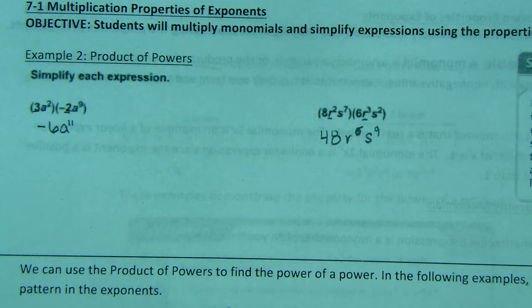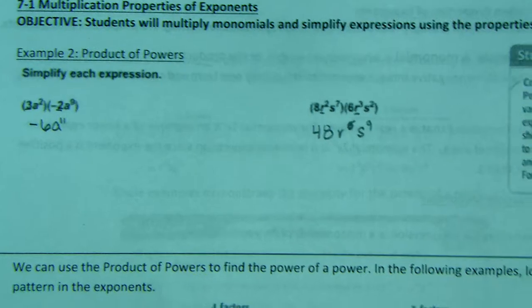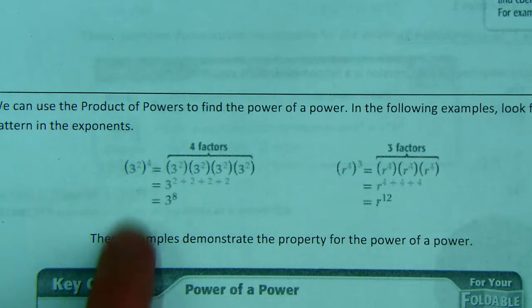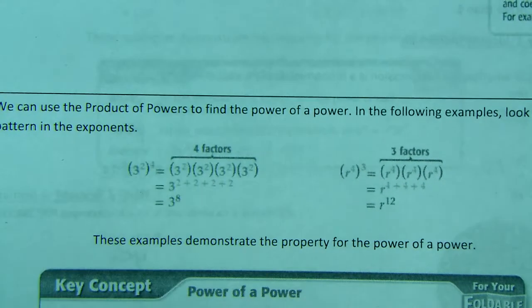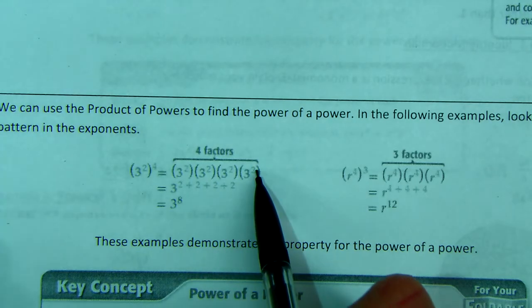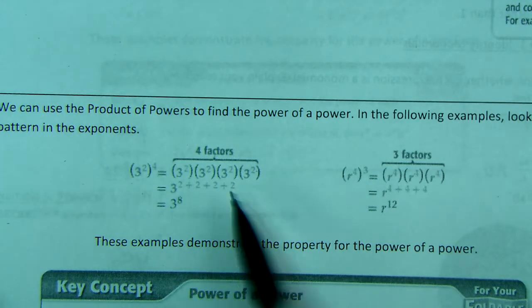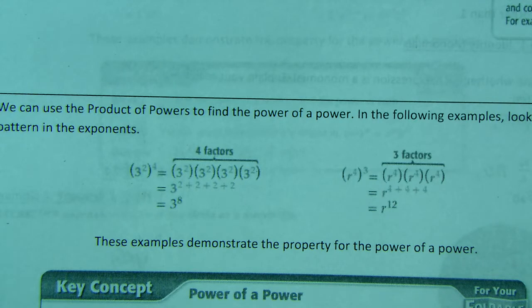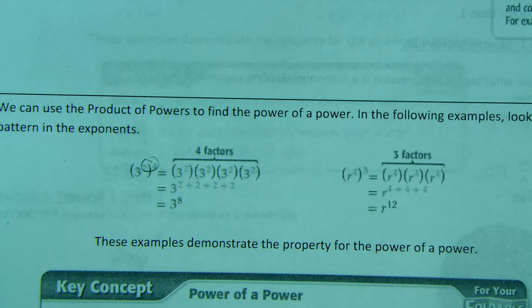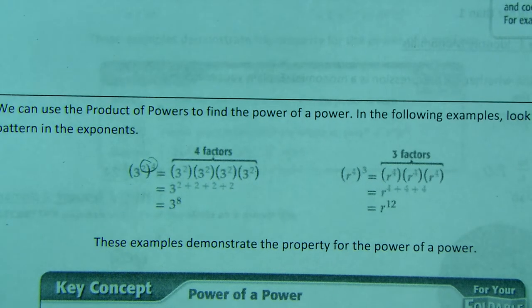All right. So we can use the product of powers to find a power of a power. Take a look at this. 3 squared to the 4th power. Well, just imagine that's 3 squared times 3 squared times 3 squared times 3 squared, which is 2 plus 2 plus 2 plus 2. It's 3 to the 8th. So when you're raising a power to a power, you multiply exponents. Keep the base, multiply the exponents. It's kind of cool.